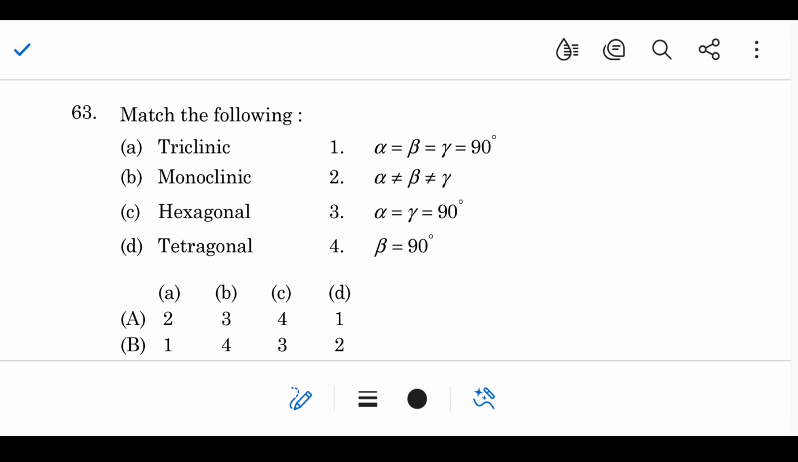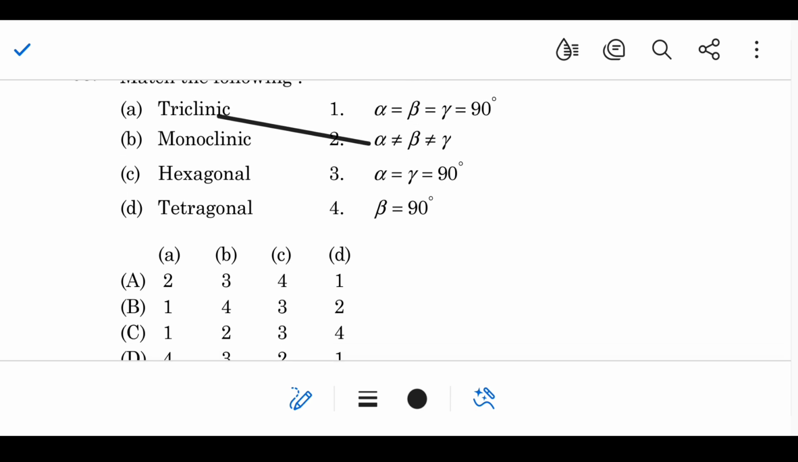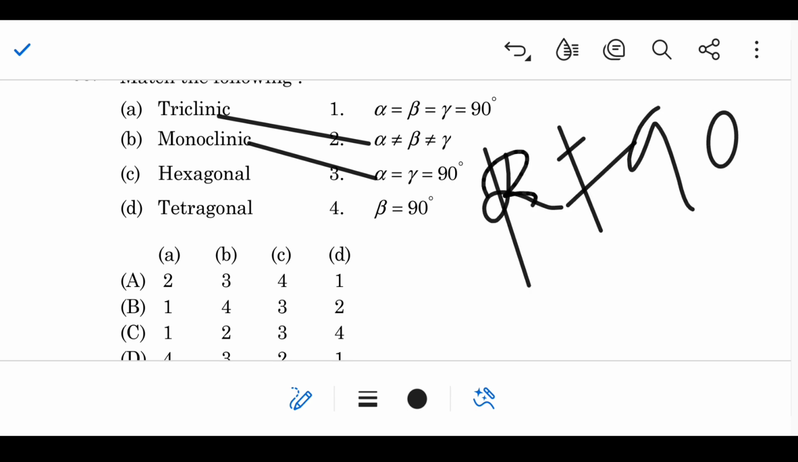Triclinic system: all alpha, beta, gamma are not equal to 90 degrees. Monoclinic is one where alpha and gamma are 90 degrees, but beta is not equal to 90. Okay, beta is not equal to 90. Next one is hexagonal, where beta only is 90, the others are not equal to 90. Tetragonal: all angles are 90 degrees.